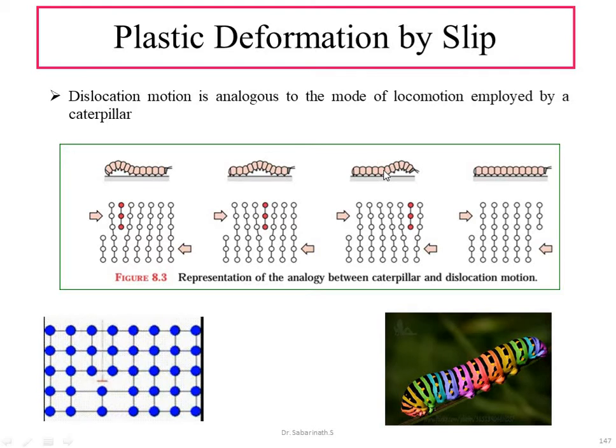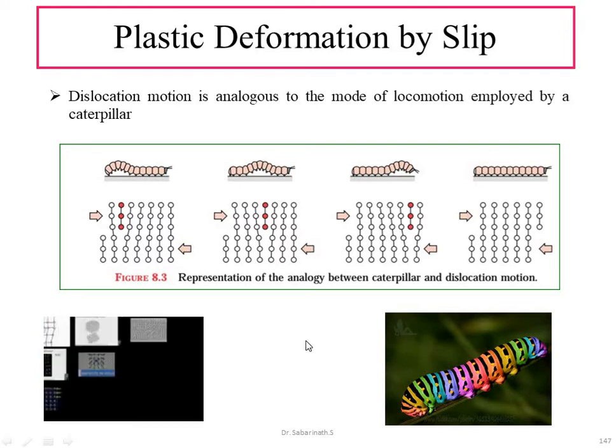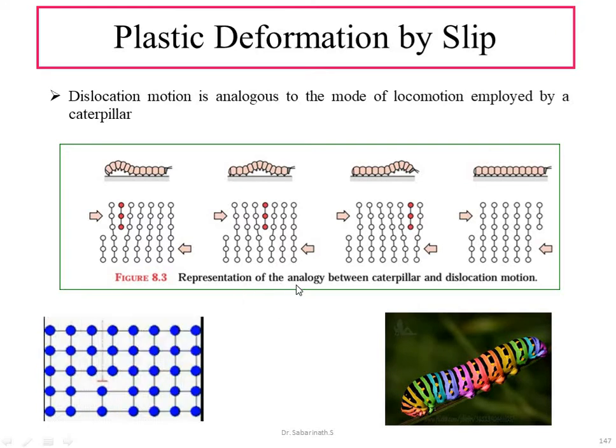Now let us see, this is the slip which occurs throughout here. This will be the mechanism. You can see the animation of the slip, and this slip movement we can say is analogous to the movement employed by a caterpillar. I think everyone knows how a caterpillar moves. I don't think there is much need for this explanation. From the figure itself you can understand how it is moving.